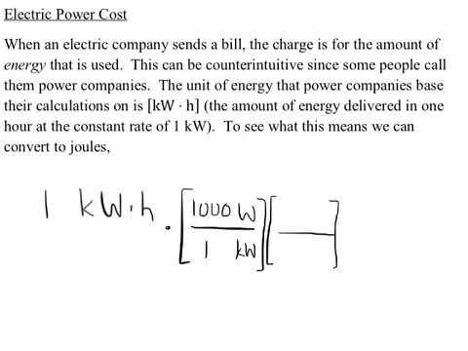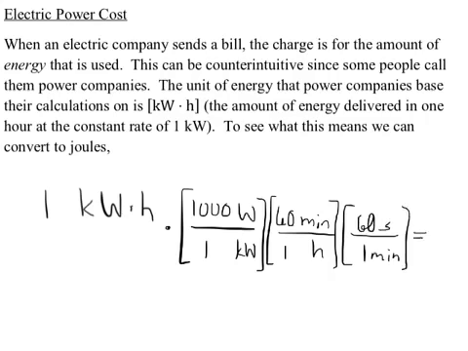Now, we want to convert hours into minutes, then minutes into seconds. Put an hour on the bottom, because hour's up top originally. 60 minutes per hour. And then you're going to put 1 minute on the bottom. You get 60 seconds on top.